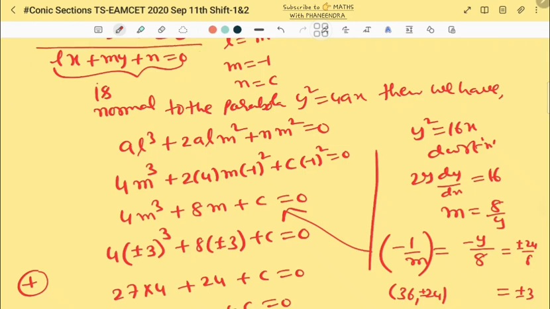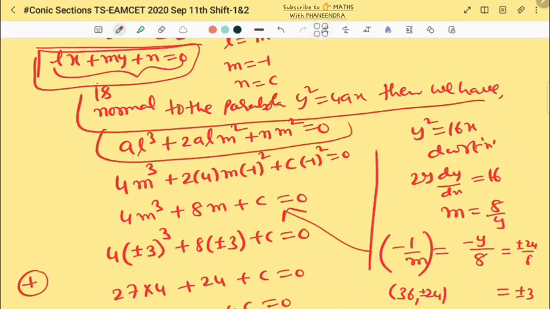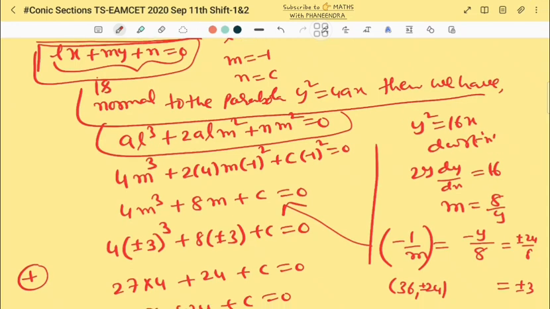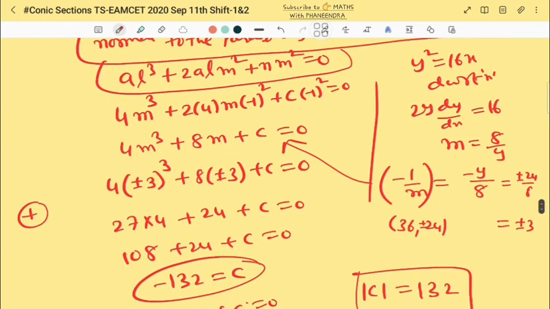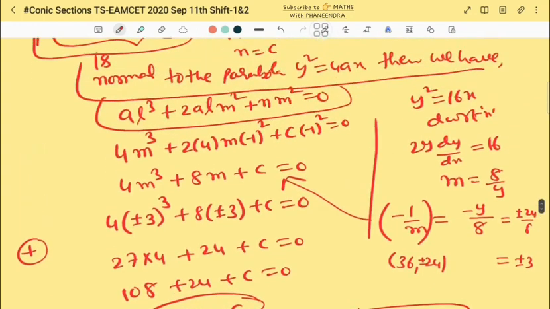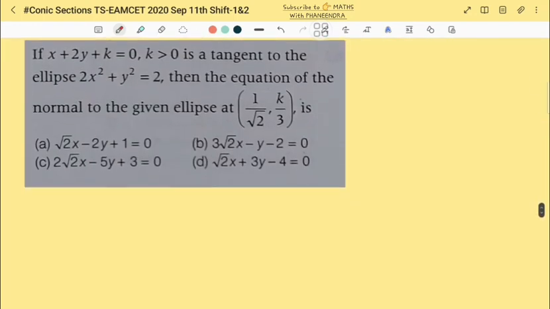If this line lx plus my plus n is equal to 0 is normal to the parabola, this is the condition: al cube plus 2alm square plus nm square equal to 0. So that's why IP questions are always important. See, the different ways we tried in this question, it doesn't work, but this concept will help in this. We'll move on to another question.